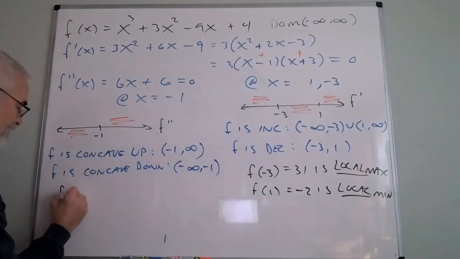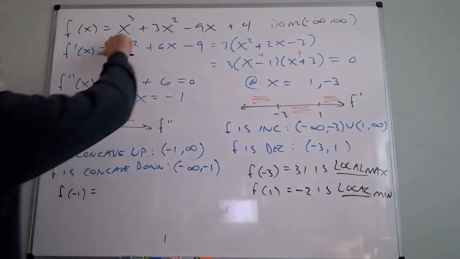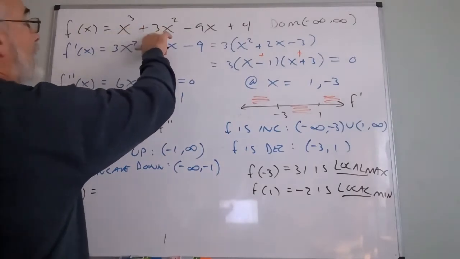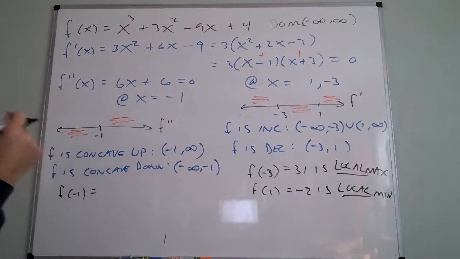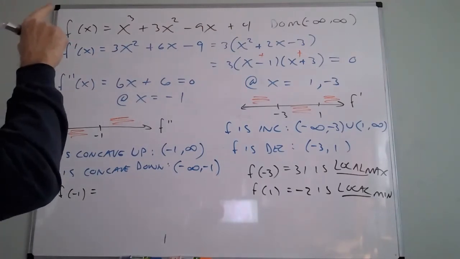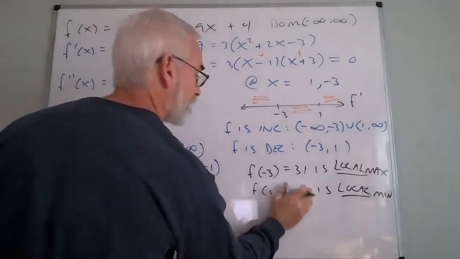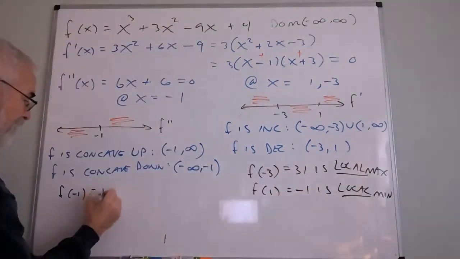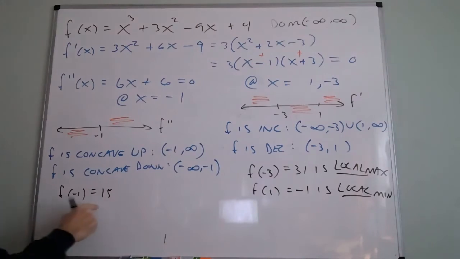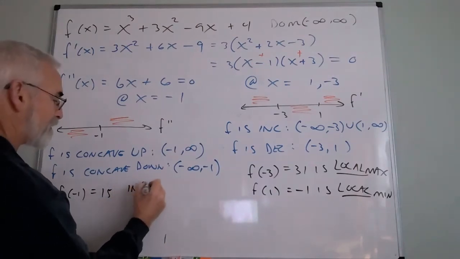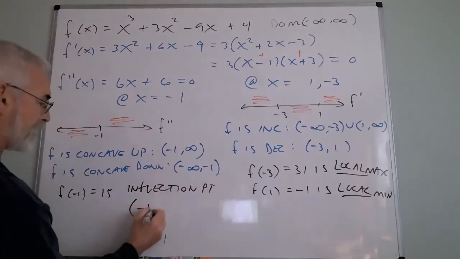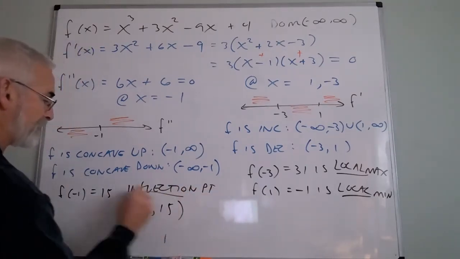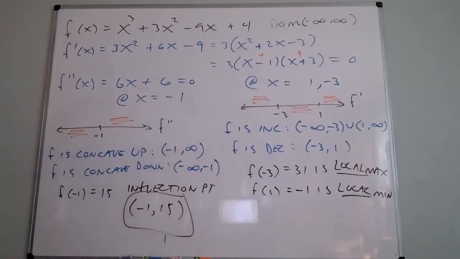So what is f of -1? That'd be -1 plus 3, that's 2, 6, 9, that'd be 15. No, hold on a second. So I've got a boo-boo somewhere. Hold on. This should be -1. Sorry. This is 15. So therefore, my inflection point is -1, 15.